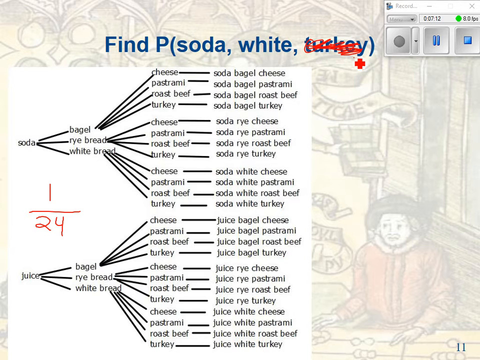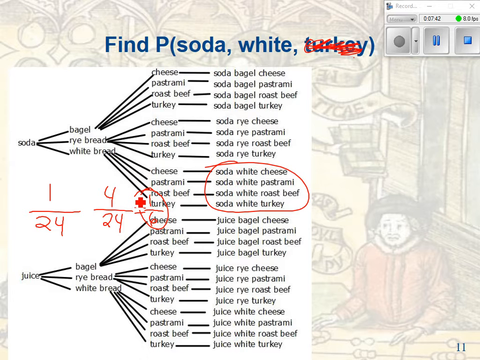Now, if we got rid of part of it, if we said we wanted to know the probability that somebody picked soda and white bread, and we didn't care about the meat or the cheese or whatever they put on the sandwich, we just wanted soda and white bread, then we would come down here and look at how many favorable outcomes there are. So it'd be 4 out of 24. And we can reduce that down. 4 will go into 4 once, 4 will go into 24 6 times.